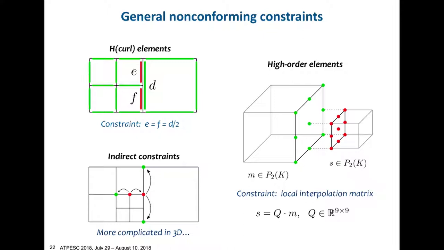Now, things can get more complicated. You can depend on a degree of freedom, like this red guy, for example, depends on this other red guy, which itself is constrained. So in reality, this degree of freedom here will be actually constrained by those three green degrees of freedom. And you can also have high order like here, but in any case, on a coarse fine interface, you have a simple interpolation matrix, a matrix just on that face, that gives you the slave or constrained degrees of freedom in terms of the masters.